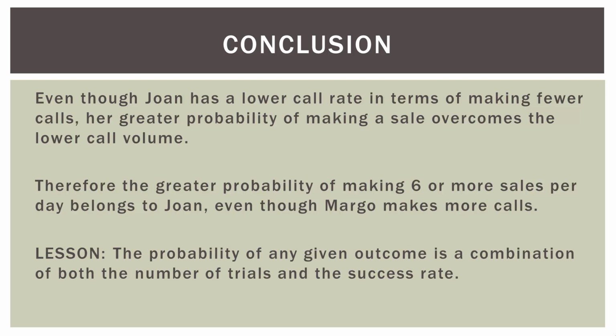So the lesson here is that the probability of any given outcome, or range of outcomes in this case, is a combination of both the number of trials and the success rate. So it's a combination of both of those things.